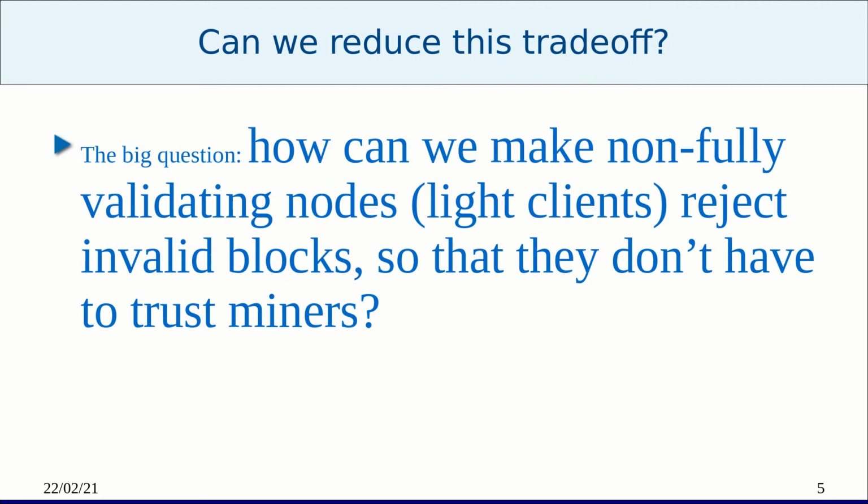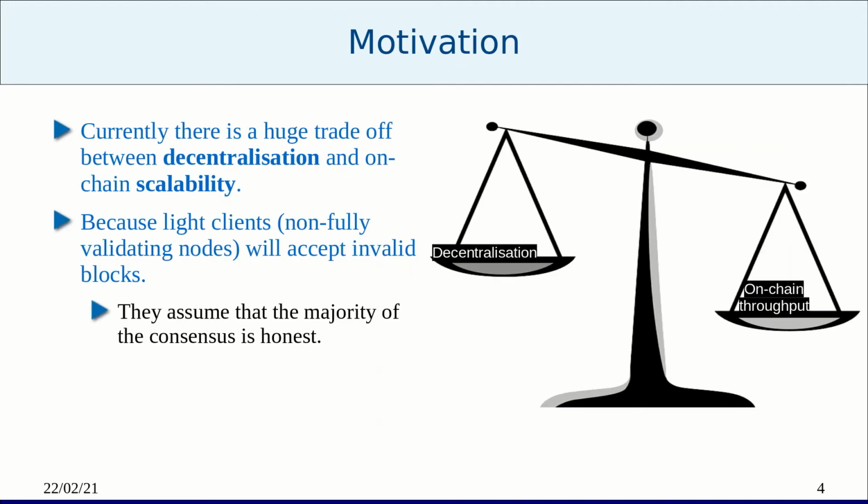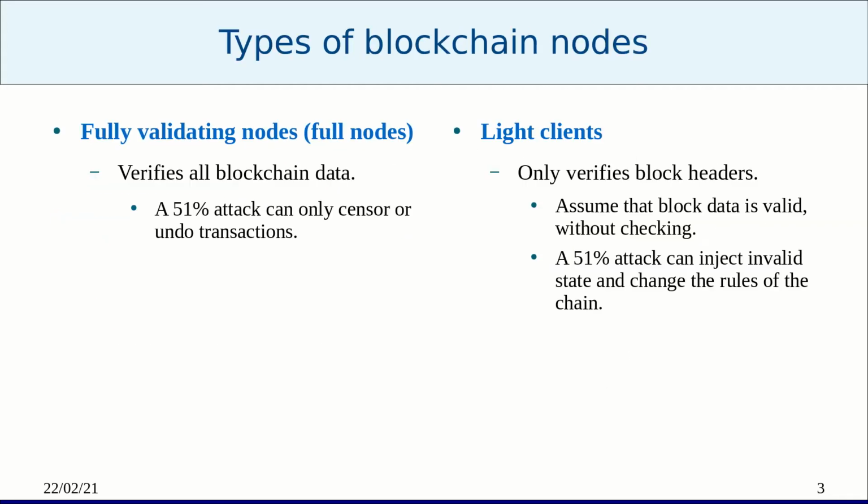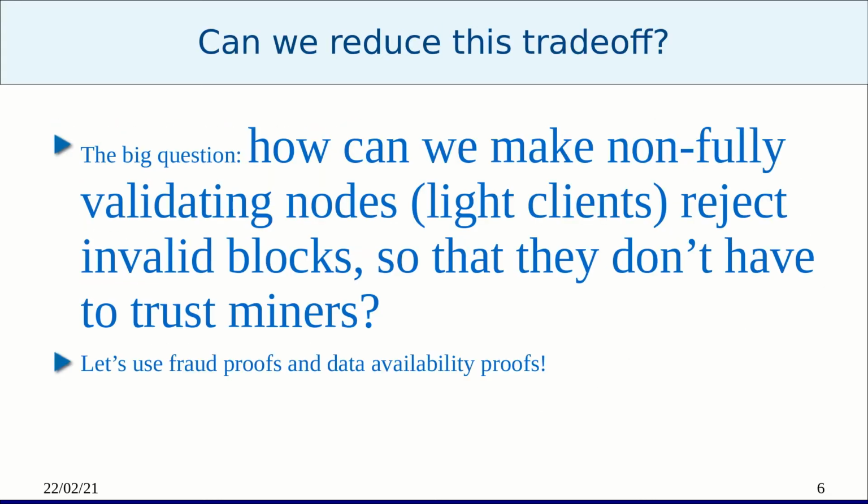So a very important question is, how do we actually reduce this trade-off? And in order to reduce this trade-off, we have to ask the question, how can we make light clients reject these invalid blocks that contain invalid transactions, so that they don't have to assume that the miners are honest, and therefore the light clients could have almost the same level of security as these full nodes in rejecting invalid blocks. And this is the aim of this paper, using fraud and data availability proofs.